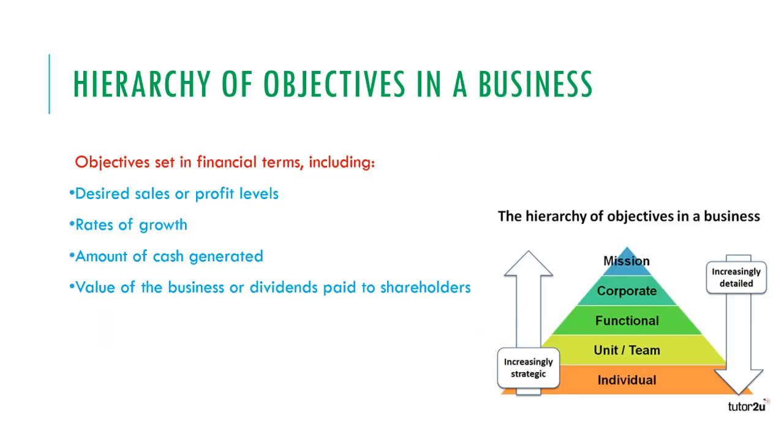The hierarchy of objectives in a business, I learned the diagram off of you, but the objectives will be set in financial terms, will include desired sales or profit, the rate of growth, amount of cash generated, and the value of the business or dividends paid to shareholders. That's just a financial objective sort of thing. But know about that hierarchy of objectives. Just read off that graph there, or that sort of diagram.